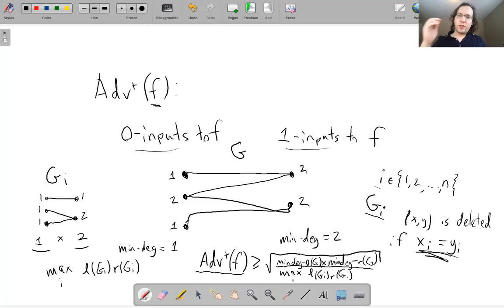And the best possible graph you can pick is almost the definition of ad plus of f. The only difference is that in the actual definition, you're allowed to put weights on the edges in a way that's slightly complicated. But in the unweighted form, this is basically the definition of ad plus of f. So up to weights, and the weights usually don't matter, this is the definition of the adversary bound. And to understand it, it's best done by example.